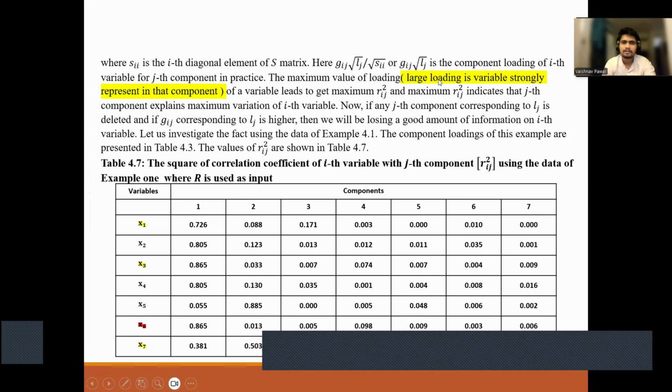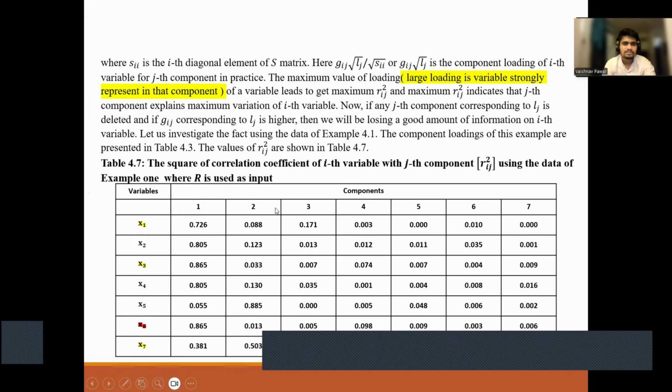Large loading means the variable is strongly represented in the component. High loading means the strong representation of the variable in that component. Removing such a component is risky. We must analyze before deleting. A balance between simplicity and accuracy is needed. Keep important components and remove only the ones with less information.